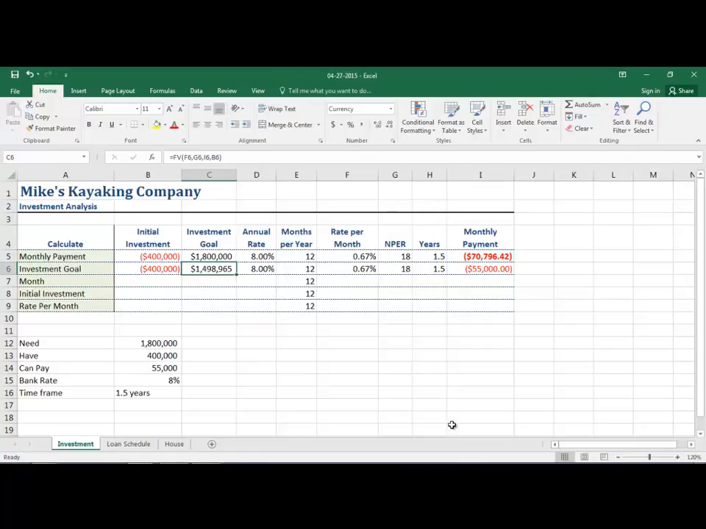You can see that we're going to be at 1.4 million, almost 1.5 million, and we should have been at 1.8. So we are falling short. We're going to take a look at what other changes we can make as we go.